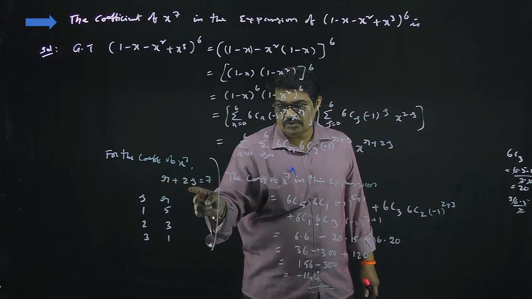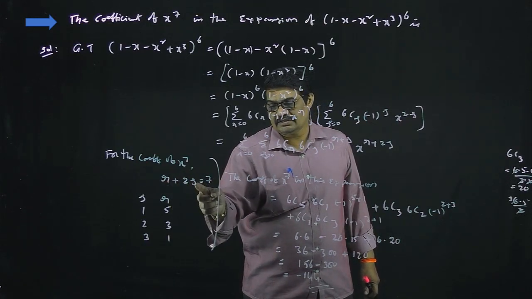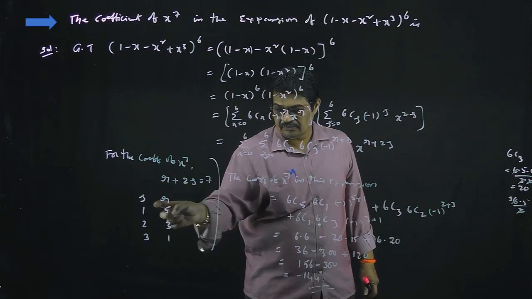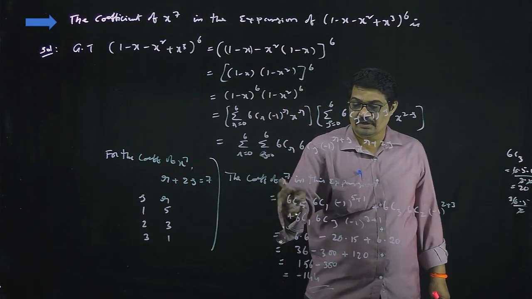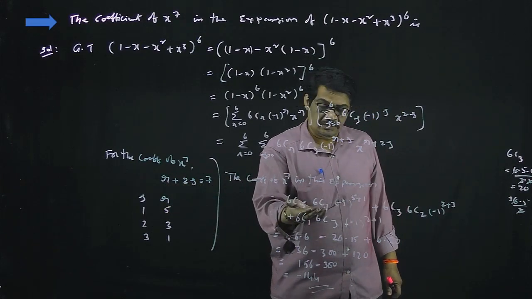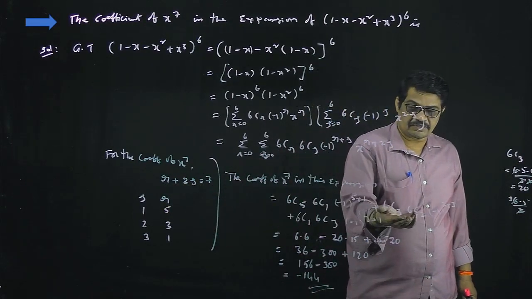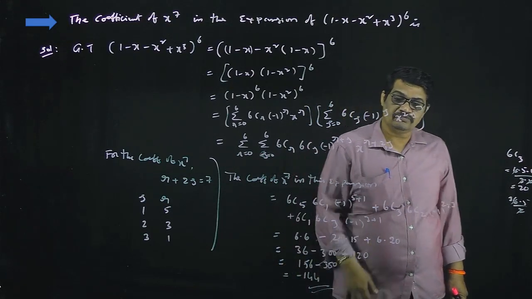This r plus 2s is 7. Now we are writing the possible values of r and s, but the sum is 7. So now we are writing the coefficient of x power 7 in this expansion. We are writing r and s values. We are writing the coefficients of x power 7. The sum we are getting is minus 144.